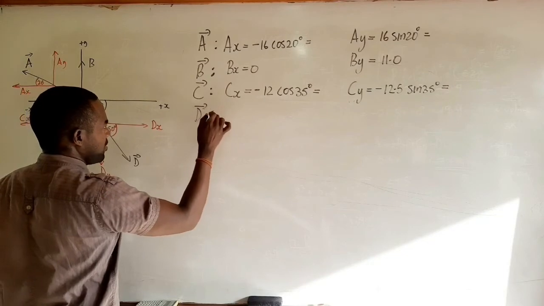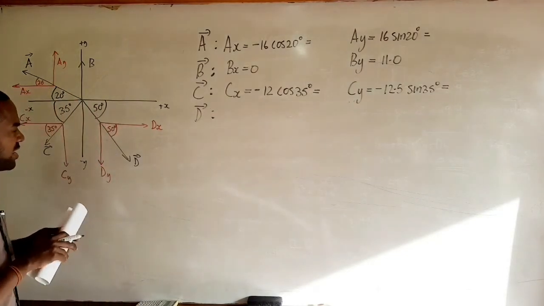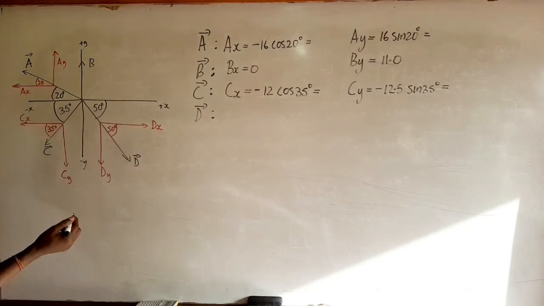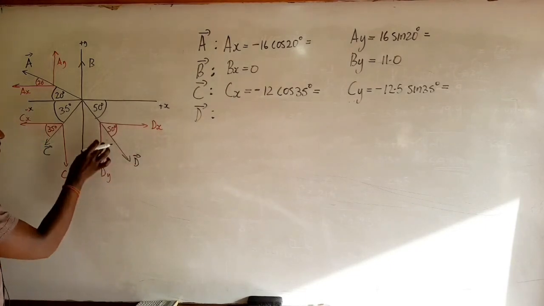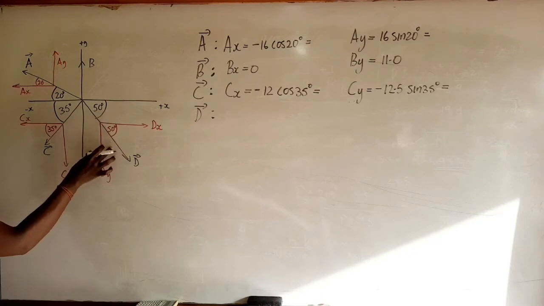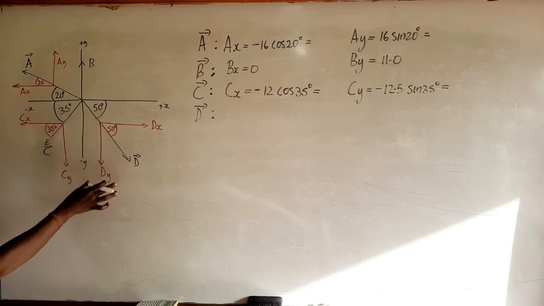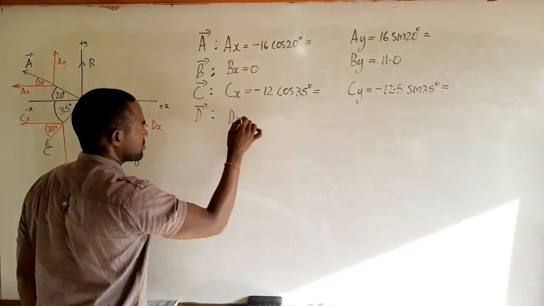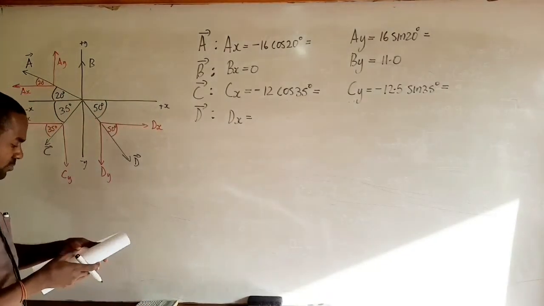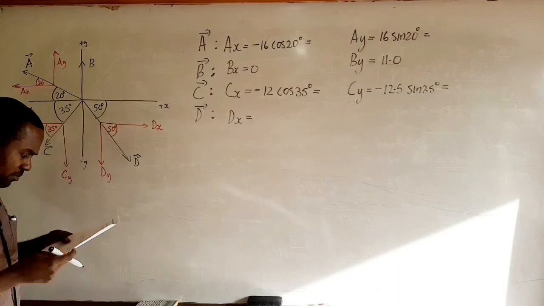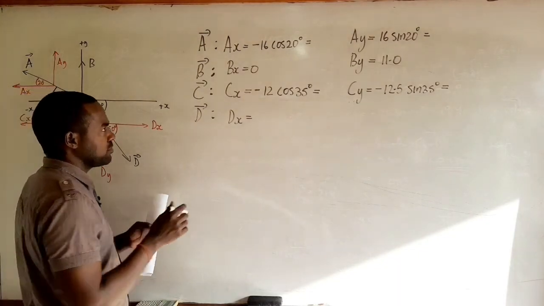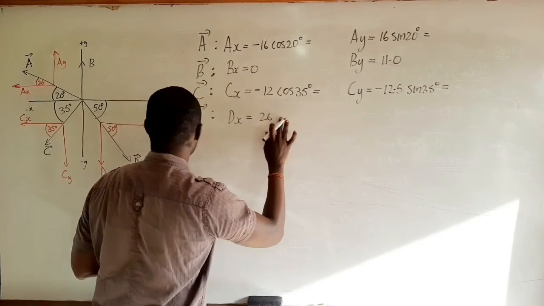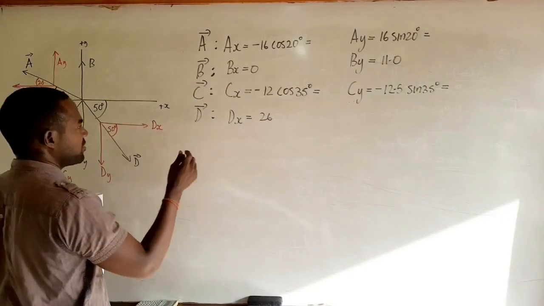Lastly, we look at D. Now D has components DX which run in the positive x direction and will therefore carry a positive sign, and it has a component DY which runs in the negative direction and therefore carries a negative sign. And so DX equals, the magnitude of D is 26.0, or just 26 cos 50 degrees.